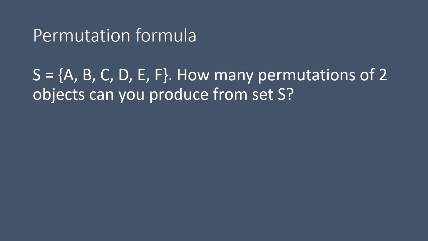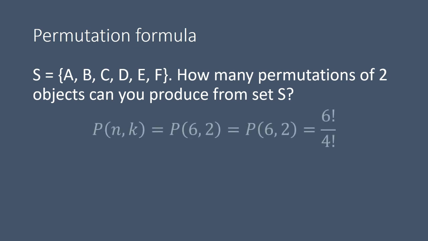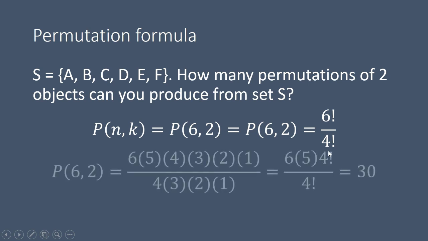So let's say, for example, I have set S with 6 elements. How many permutations of 2 objects can you produce from set S? Well, this is the formula. It's n permutation k. N is the size of your set, the total number of elements of the set. And k here is the number of objects that you will choose from set S, which is 2. So 6 permutation 2 is equal to 6 factorial divided by 6 minus 2 factorial. And 6 minus 2 factorial is 4 factorial.